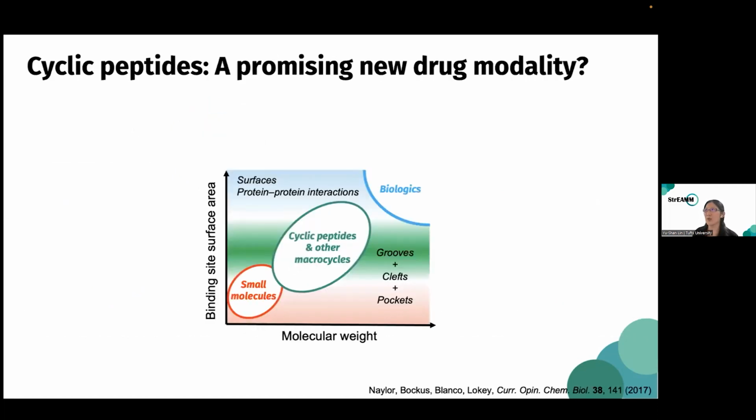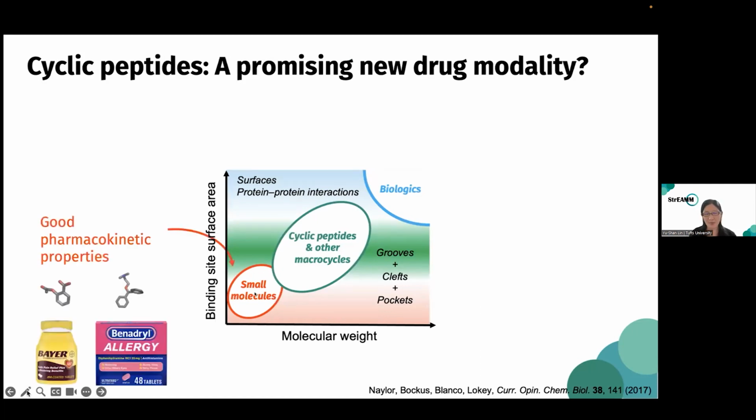So first, you're probably wondering, what are cyclic peptides? Shown here is a diagram that has the currently available drug modalities on the market. On the bottom left is small molecules. These are like aspirin or Benadryl. These are small little organic molecules. They have very good pharmacokinetic properties, which means that you can just take the drugs by mouth. However, because these molecules are very tiny, they can target something small like enzyme binding pockets. But if you want them to interfere with, for example, protein-protein interactions or glue to large protein surfaces, they are unable to do so.